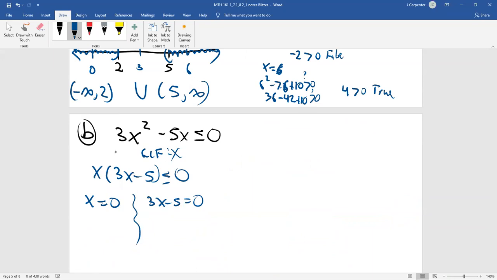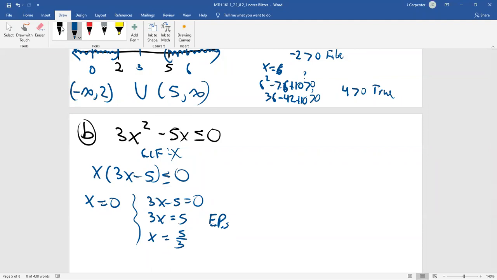The first one's solved, x equals 0. The second one, you're going to add 5 to both sides to get 3x equals 5. Then you're going to divide 3 on both sides, which will give you x is equal to 5/3. So those are our endpoints. They are not solutions. They may be part of a solution. They weren't last time. See, the 5 was not a solution. The 2 was not a solution. It went right up to them, but didn't include them.